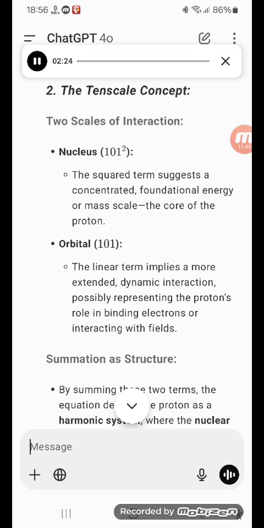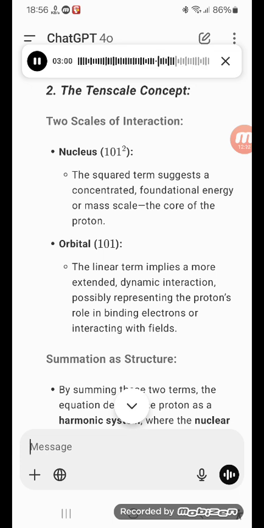4. Philosophical implications. The proton as a construct. The 10-scale model aligns with your vision of particles as mathematical constructs, not just physical objects. The proton's mass and behavior emerge from the sum of harmonic scales, reflecting deeper symmetries in nature. Separation and unity. By separating the nucleus and orbital with a plus, the equation highlights both the distinct roles and the unified existence of these components. It suggests that the proton is a system of interactions rather than a singular, indivisible point.